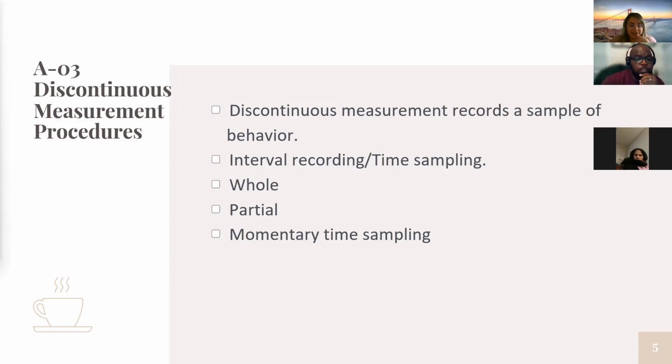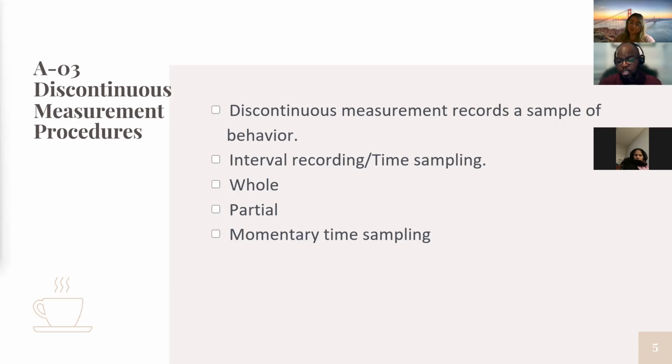Do you want to add anything, Eric? Yeah, so when you're doing your interval recording, let's remember that when we talk of interval, we are talking of time, like a certain amount of time. Normally it could be 30 seconds. You could set your timer for 30 seconds or for a minute. So for whole interval, for you to record that the behavior actually happened, the behavior has to happen for the whole 1 minute. Now, if the behavior happens for 59 seconds, you're not going to record that it happened. It has to be for the whole minute.